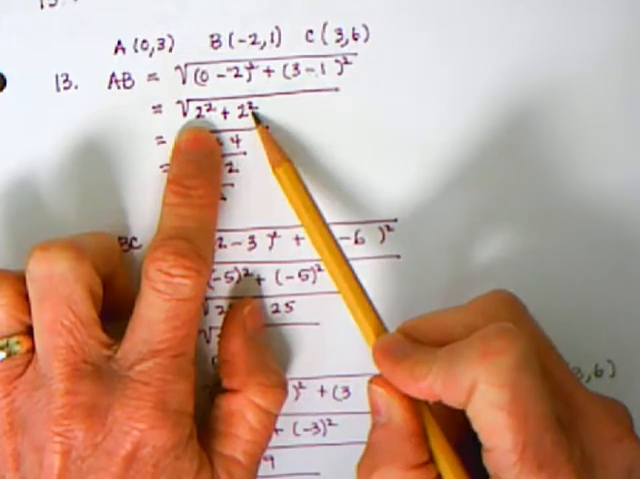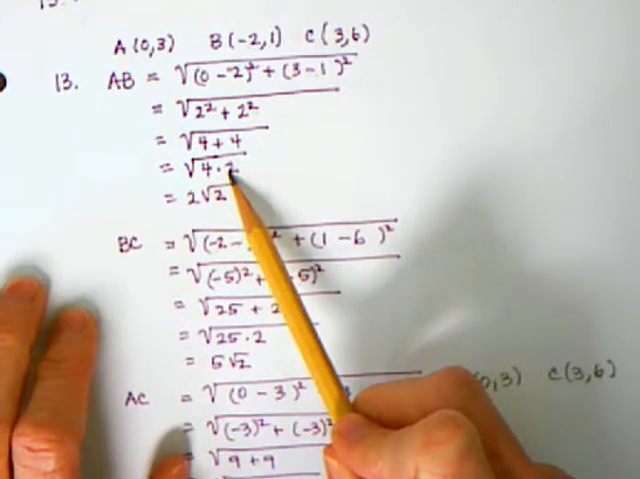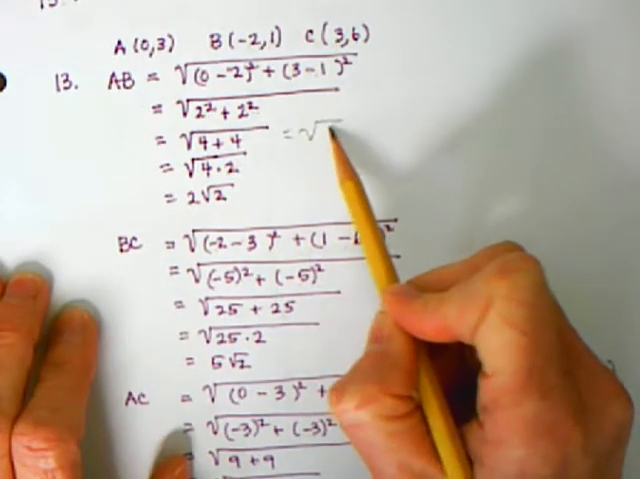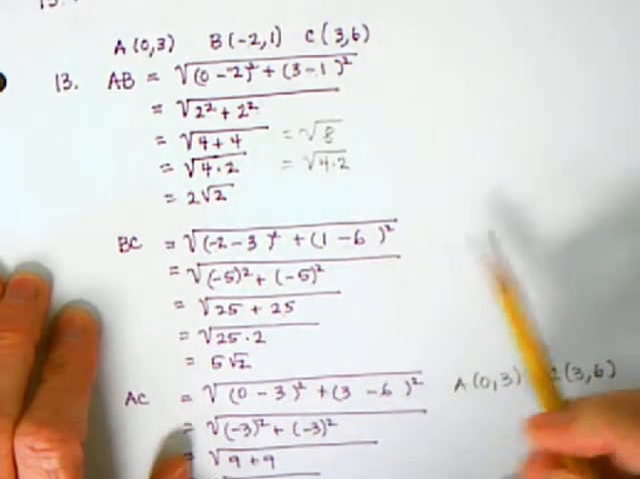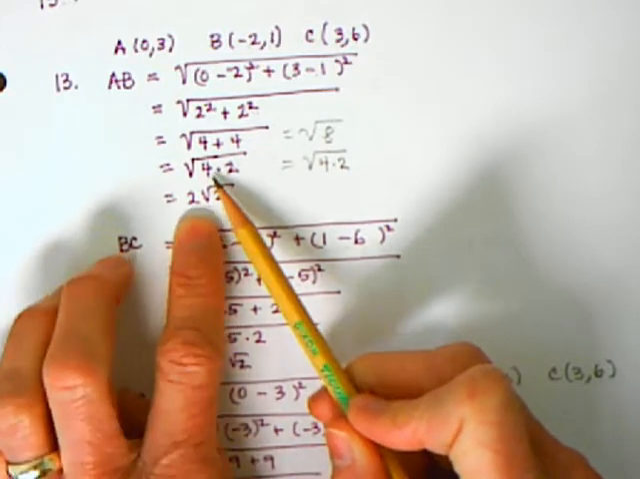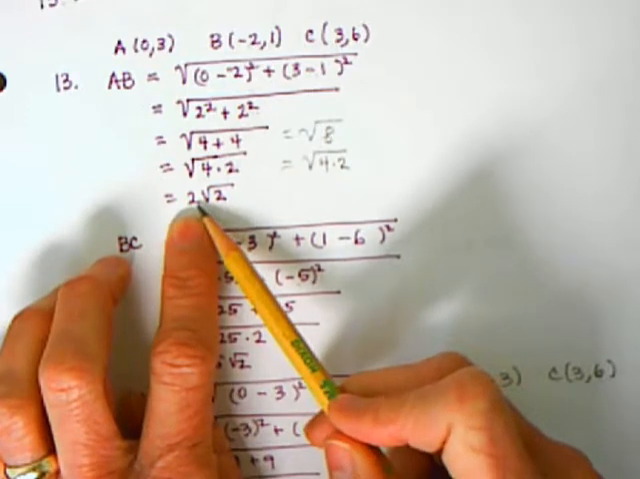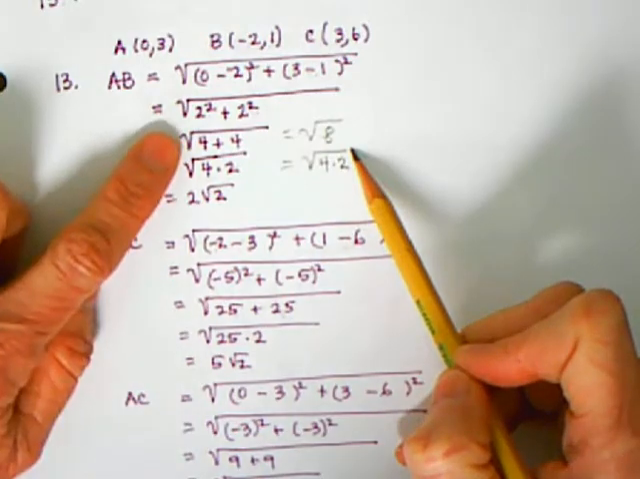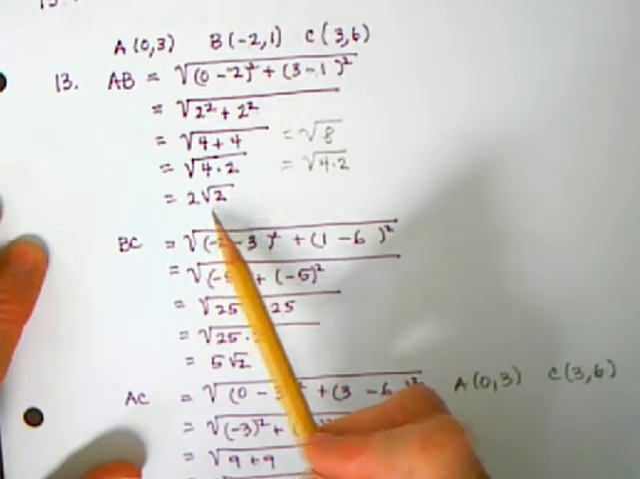3 minus 1, that's 2 squared. That's 4 plus 4, which is 4 times 2. The reason I'm doing that is because I do want to simplify this. I could have gone, this is 8, and 8 is 4 times 2. This is an alternate way to do the same thing. And then square root of 4 times 2 is just square root of 4 times square root of 2, which is 2 radical 2. So I know the distance from point A to B is 2 radical 2 units.